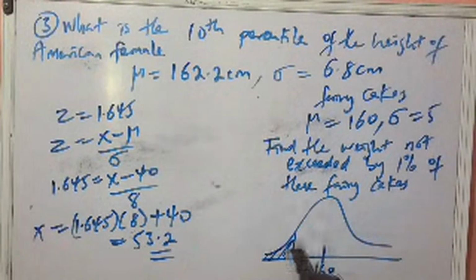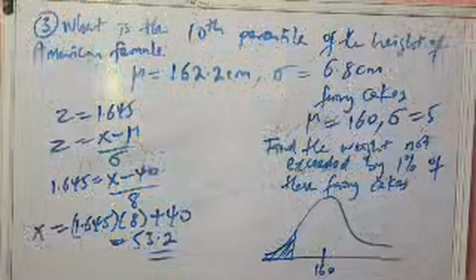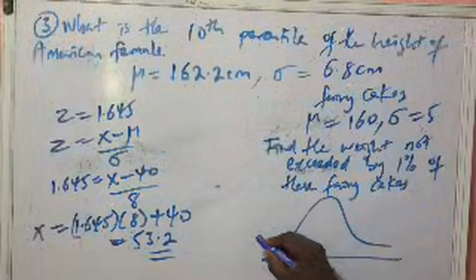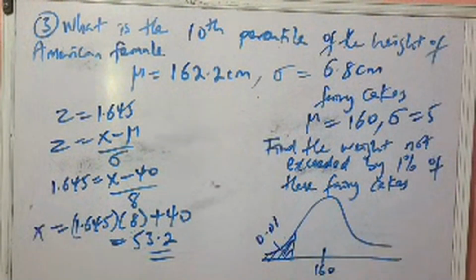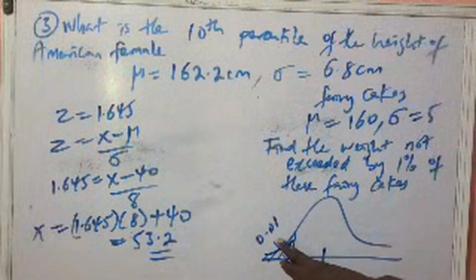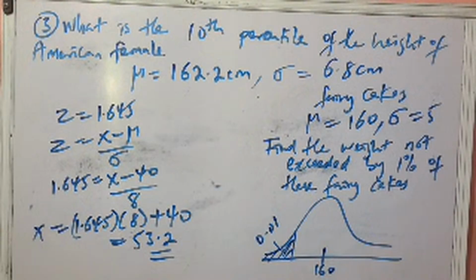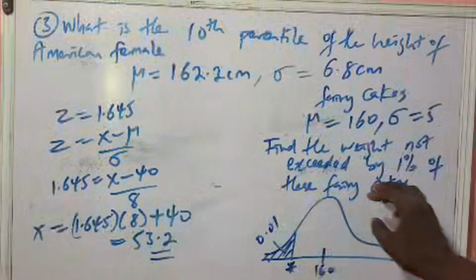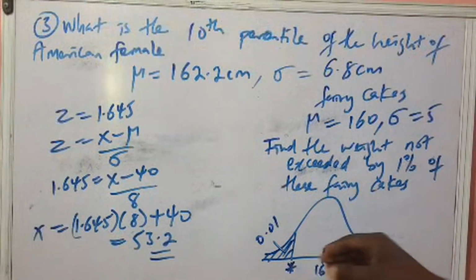So if this is 1%, let's take this to be 1%. This is 0.01. Find the weight not exceeded by 1% of these fairy cakes. They don't exceed this particular weight. So this is what you're looking for. The weight that 1% don't exceed. So there is a weight now. 1% of these fairy cakes don't have more than that weight.